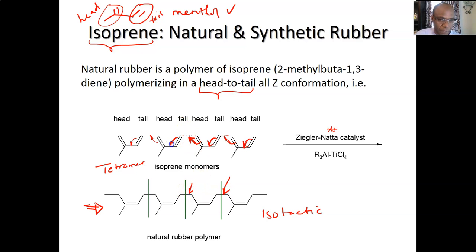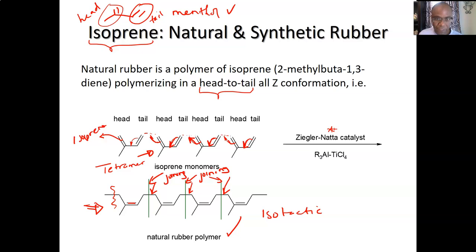Same process happens. This pi bond moves and this opens up to make a new bond, which is this new bond. And then this pi bond moves and lands here. You make this double bond. And this will eventually open up to attack another isoprene. So there's a hanging bond there. So this is just showing where the joining happened, after pushing these arrows up there. So that is the natural rubber.